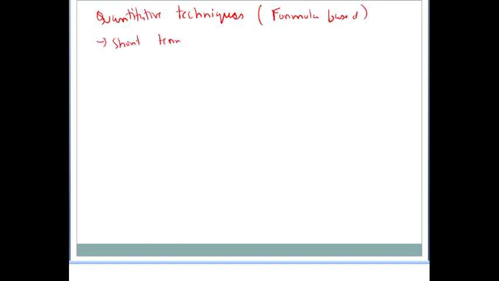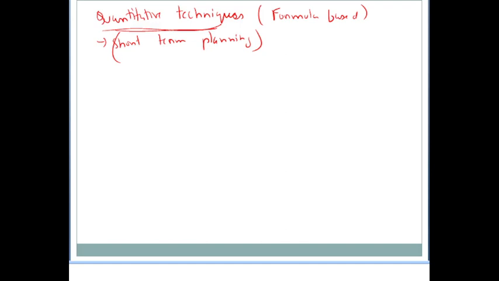Now, questions on market survey and historical analogy are not asked that much, so let's directly proceed to the quantitative techniques. Quantitative techniques are mainly formula based and are mainly used in short term planning.